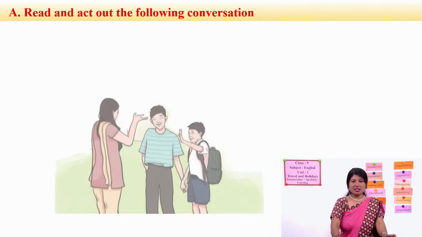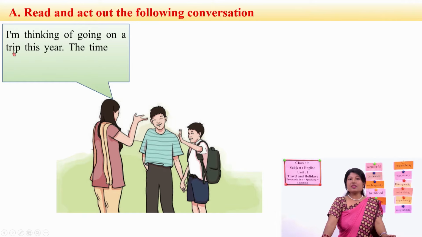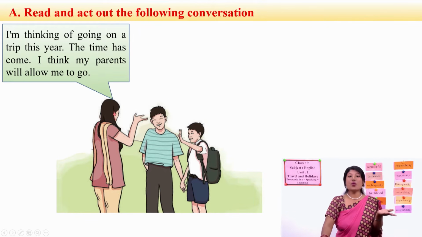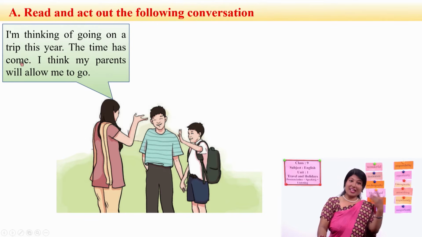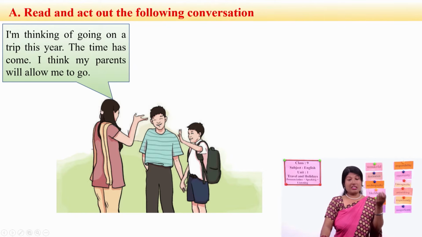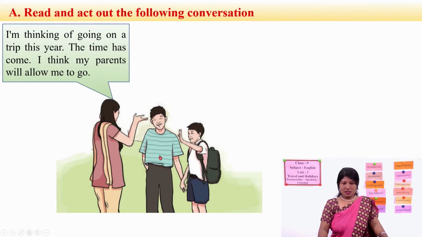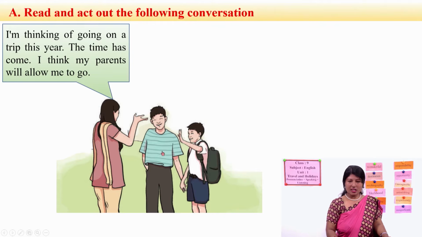So the first, the lady says, "I'm thinking of going on a trip this year. The time has come. I think my parents will allow me to go." Okay, so what does she say? She is thinking of going on a trip this year. As our lesson is related to travel and tours, right? Traveling and holidays, she is talking about her trip, travel trip, right? So she is thinking of going on a trip this year. So what does this person in the middle say? Let's check it out.